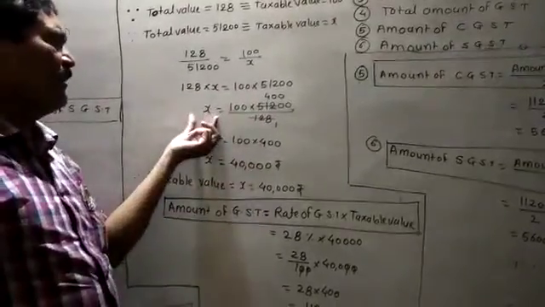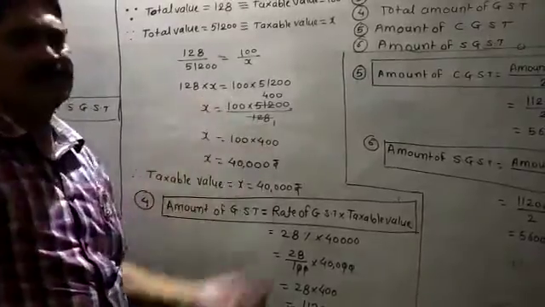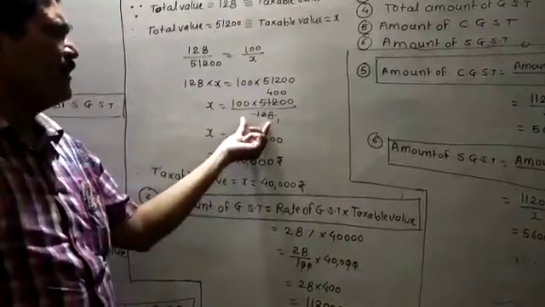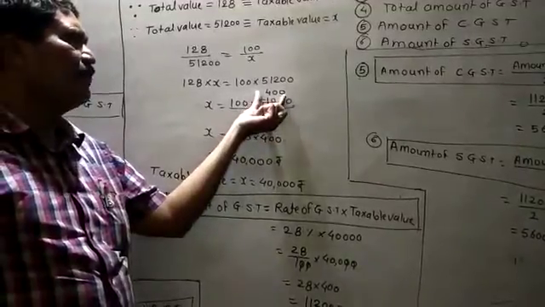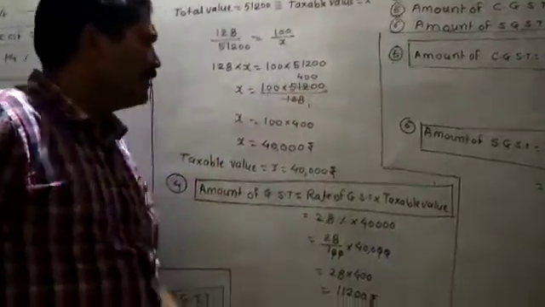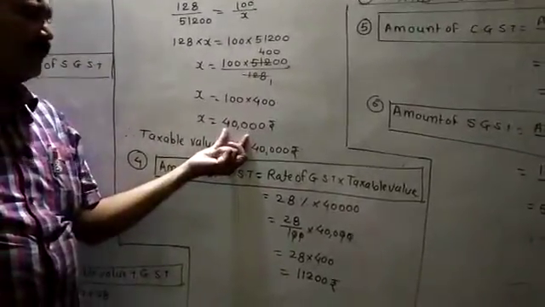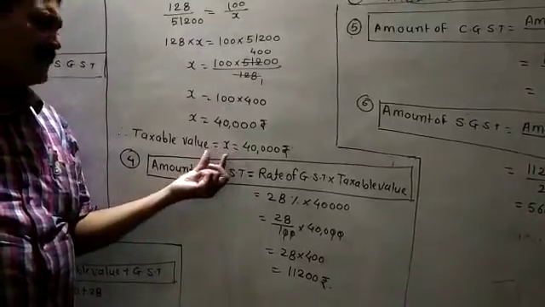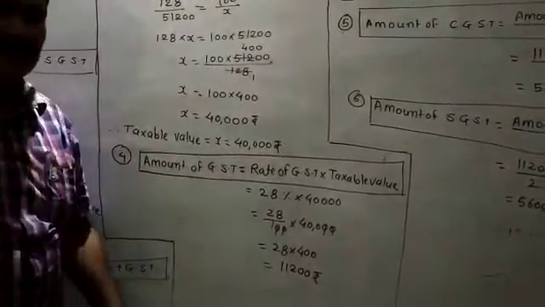If you want to find out the value of X, transpose this 128 to that side; multiplied by 128 becomes divided by 128. 128 ones are 128. 128 400s are 51200. Then 100 multiplied by 400 is equal to 40,000. Therefore the taxable value, X, is equal to 40,000.